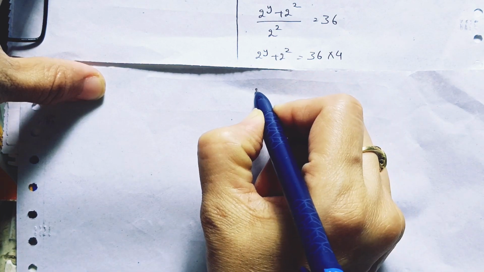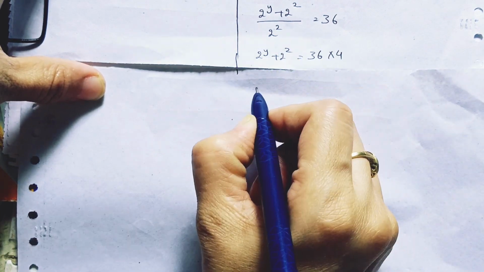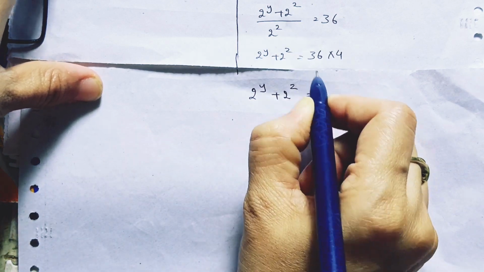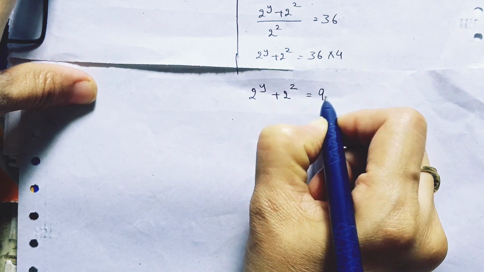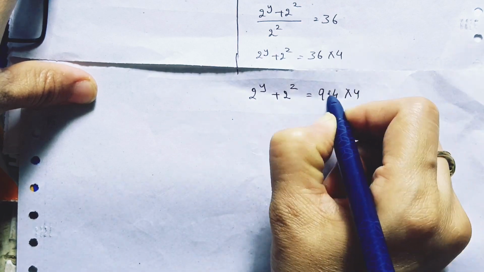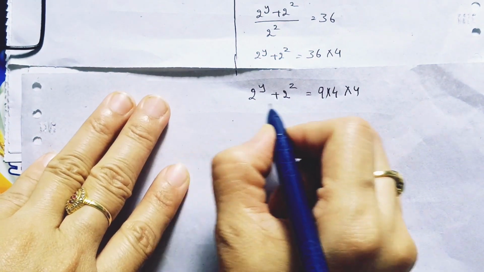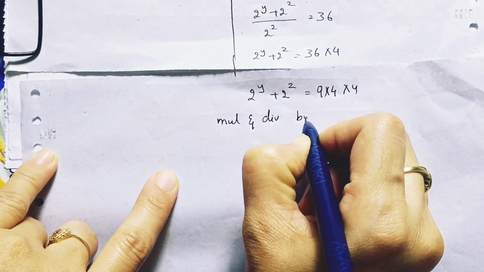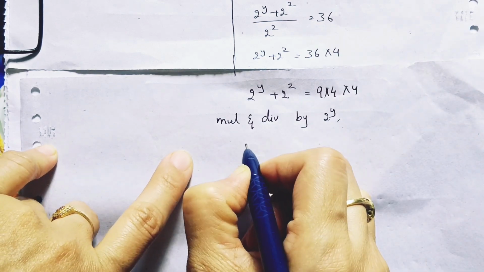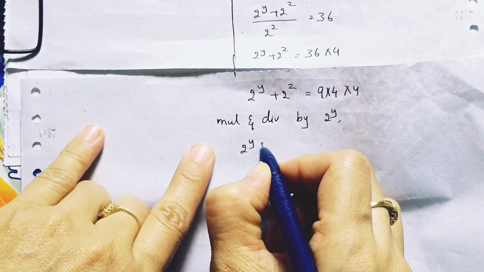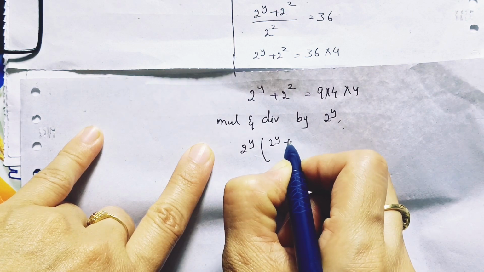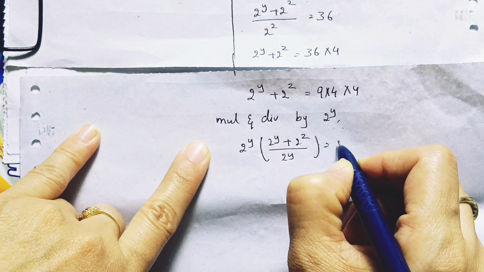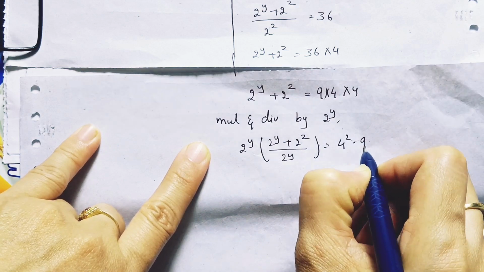Okay, next will be 2 power y plus 2 power z equal to 36, which can be written as 9 fourths multiplied by 4. Here I will multiply and divide by 2 power y. Then it takes 2 power y of (2 power y plus 2 power z by 2 power y) equal to 4 square multiplied by 9.